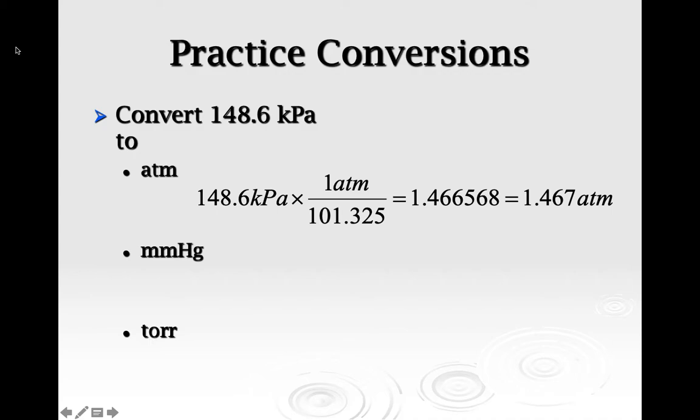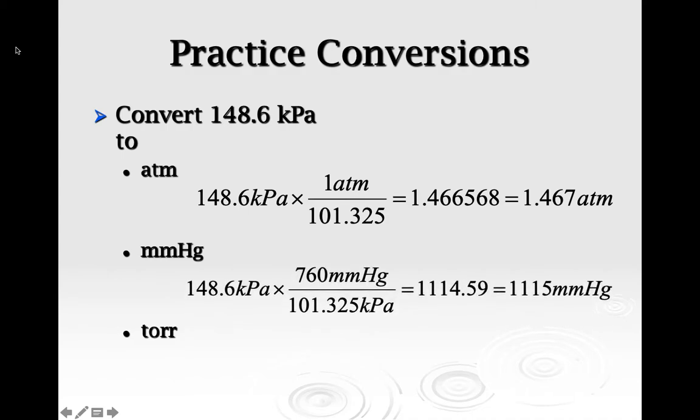Millimeters of mercury. There are 760 millimeters of mercury in 101.325 kilopascals, according to our little conversion sentence. So for this one, I would have to take 148.6 times 760 and then divide by 101.325 to get a sig fig answer of 1115 millimeters of mercury.